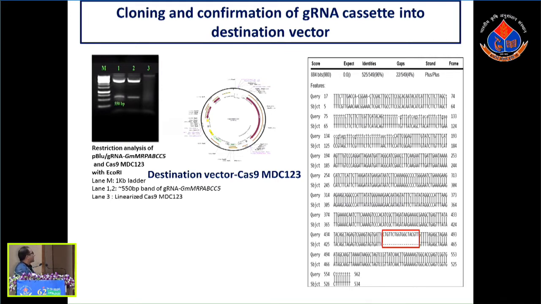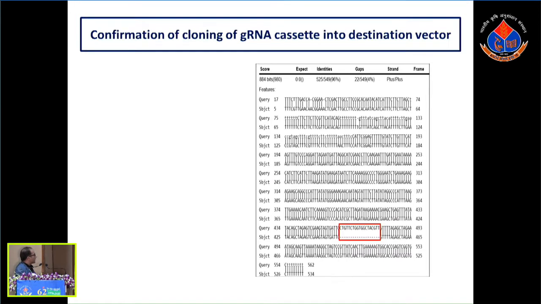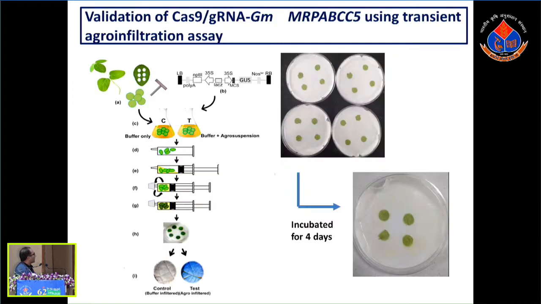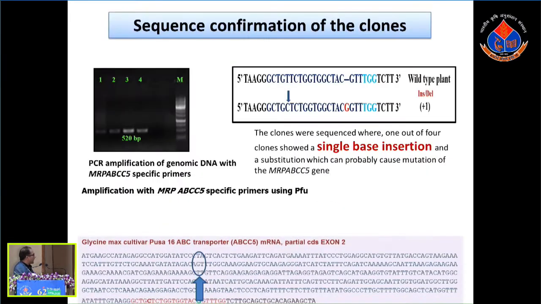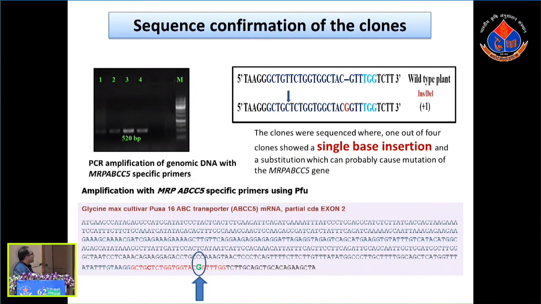Again, the cloning was confirmed using restriction analysis and the PCR amplification as well as the sequencing. Then they did the in vivo validation using the aggregate method, which has been standardized in our lab only. And then the sequence confirmation of this clone showed that there was one insertion, and you can see here this insertion has been identified. So there is a change in the amino acid sequence, and that led to conformational changes in the structure of the protein, and that in turn led to the inactivation of the transporter.